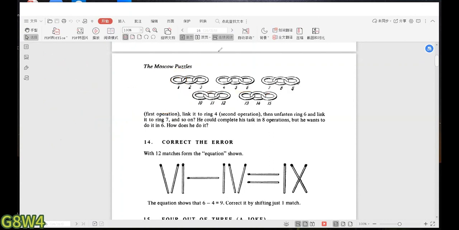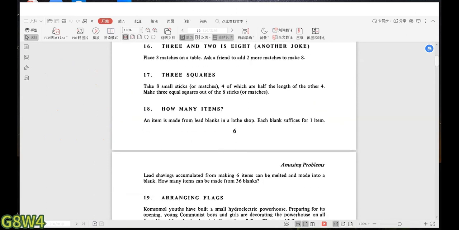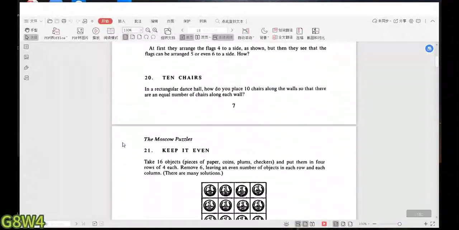All right, and there was also question 17, 3 squares. Take 8 small sticks, 4 of which are half the length of the other 4. Make 3 equal squares out of the 8 sticks. Do you guys want another week to think of this problem, or do you just want me to give the answer? Can we have another week? Okay. All right then.